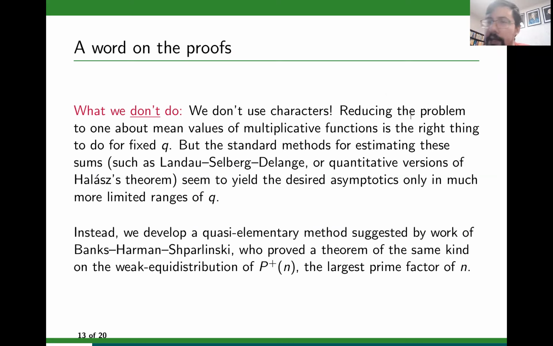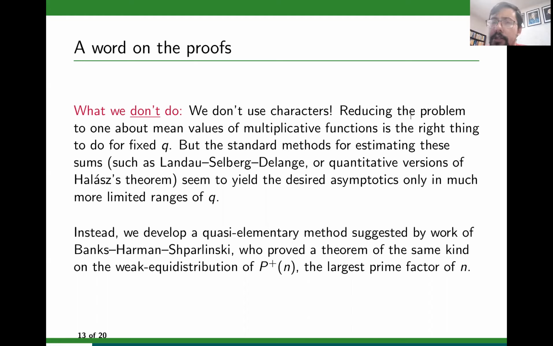So I want to say, in the rest of the time I have, something about how these results are proved. And the first thing I'll say is actually what we don't do. Unlike the results I've mentioned so far, we don't use characters to prove uniform distribution. That kind of approach, which reduces the problem to understanding mean values of certain multiplicative functions, works very well for fixed Q. It gives you not only uniform distribution, but if you apply the right method, you can sometimes get things like asymptotic series. But if you're interested in letting Q vary, then it doesn't seem like the right approach to the problem.